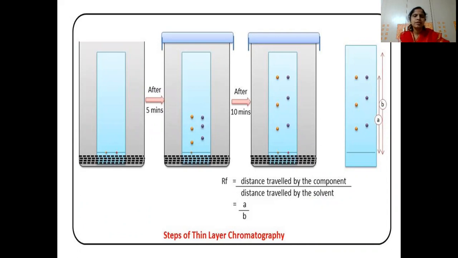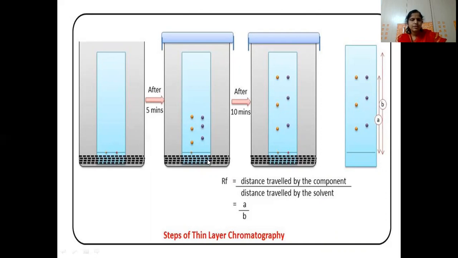Now these are the steps where we can see how TLC is carried out. As I said, this is a slide loaded with the stationary phase. There's a chamber, and here the black color one is a solvent. You can see here, this will be the origin line. This origin line is above the level of the solvent. Before placing the slide into the chamber, we have to load the sample. Here two samples are loaded simultaneously. You can load either one sample or two samples. In this picture, two samples are being loaded, and the slide is inserted into the chamber.